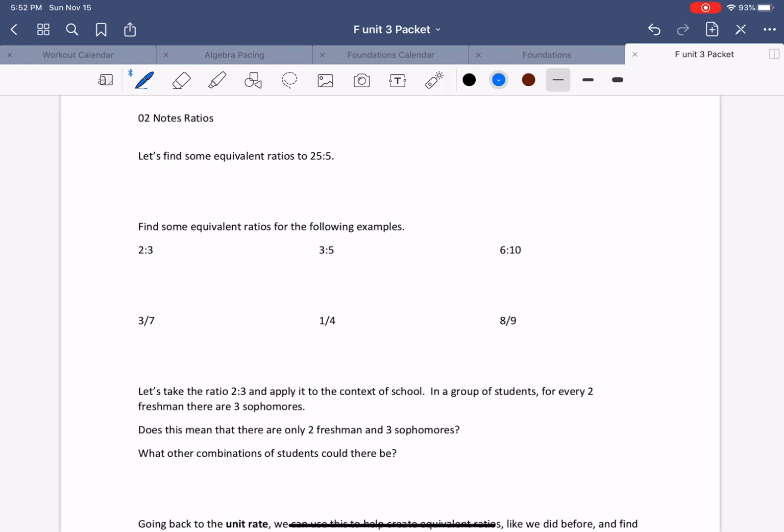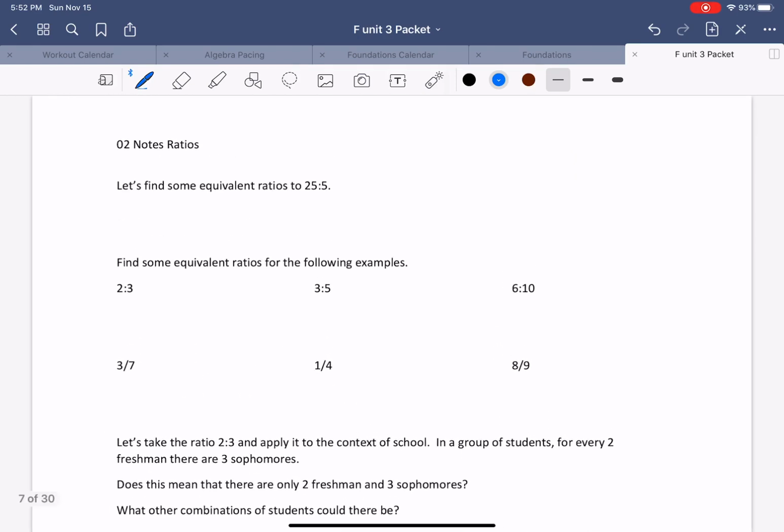Okay, let's find some equivalent ratios to 25 to 5. I can divide both of these by 5 and get 5 to 1, because I have this 1, that would be my unit rate. And then I can multiply. If I multiply both numbers by 2, I get 50 to 10. If I multiply both numbers by 3, I get 75 to 15, and so on and so forth. So I find these equivalent ratios by multiplying by the same number.